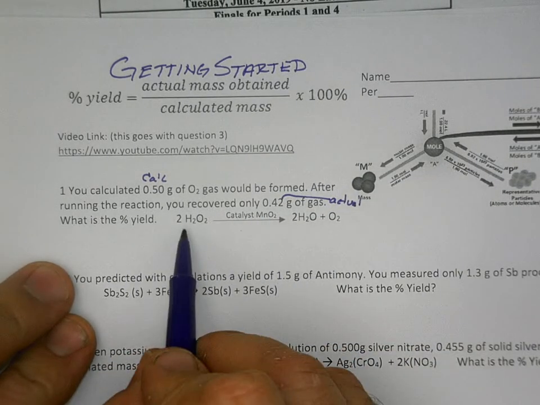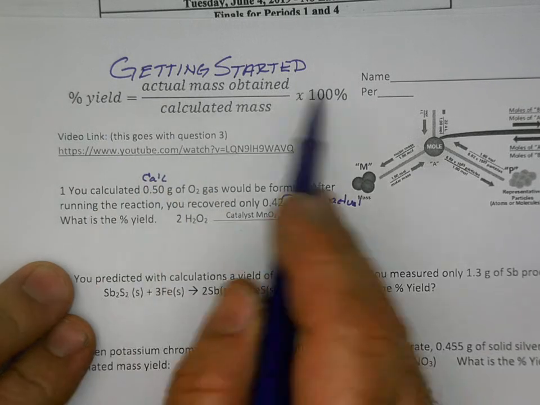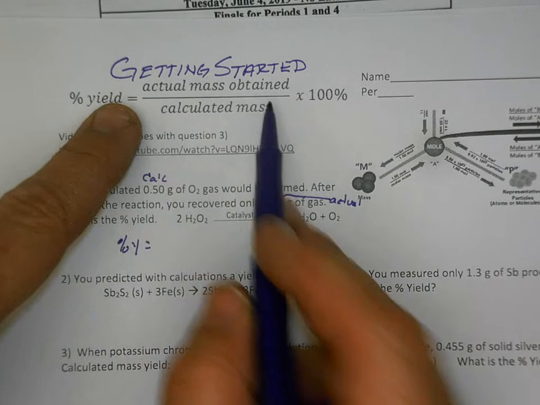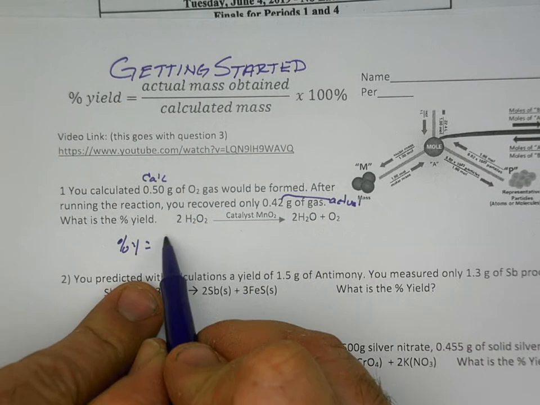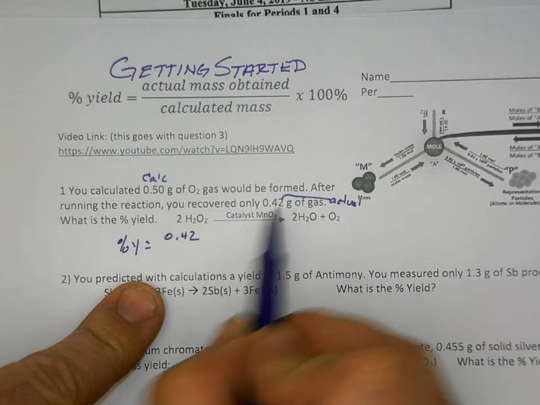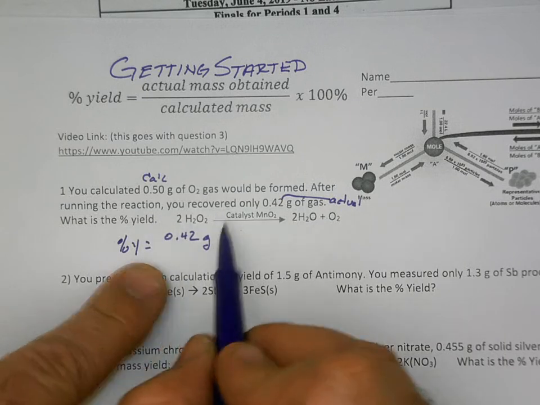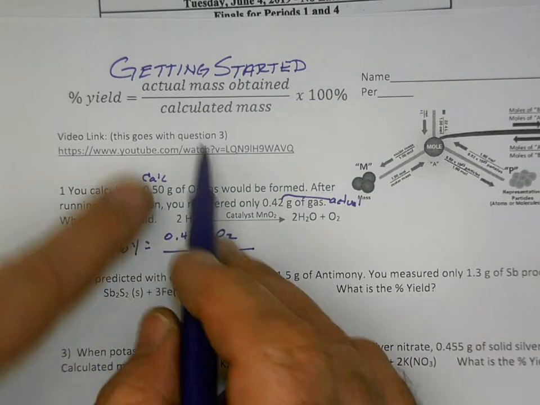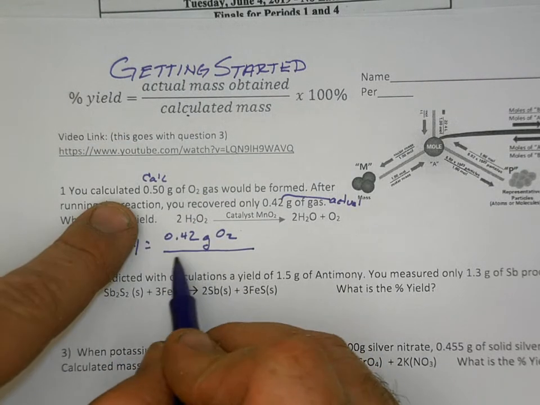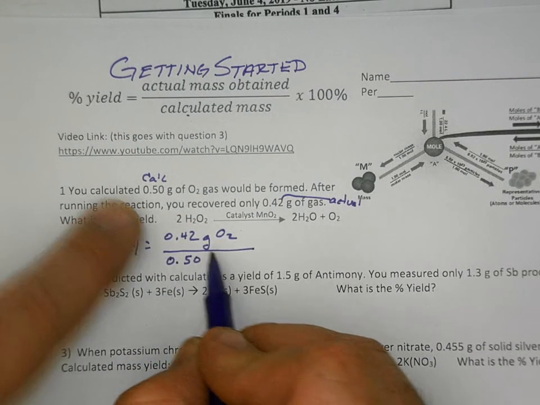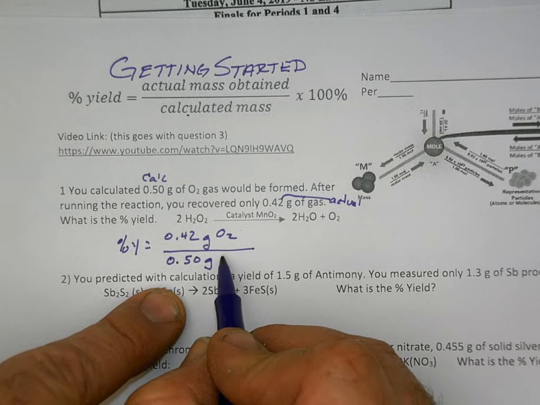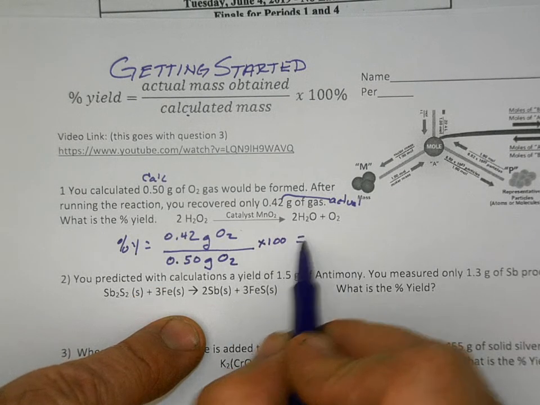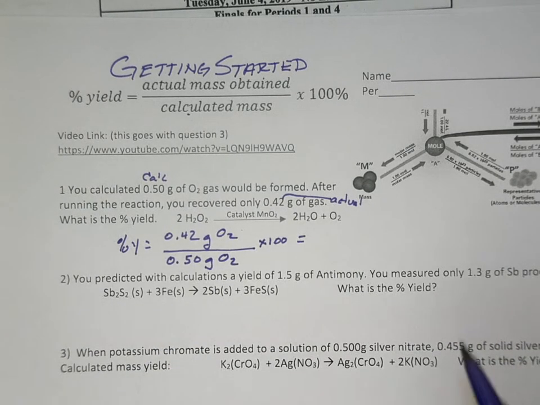Now for this one we don't really need the equation yet because the percent yield equation, we have it up there. Percent yield is going to equal the actual mass obtained, and we said in this one it was 0.42 grams of gas, and that's actually O2 gas if we want to be really specific. We calculated, we need that in the denominator. In this problem, we had previously figured there should be 0.50 grams of O2 produced. And then you need to multiply that by 100 to get the percentage. So I'm not going to do the math for you. You can do that.